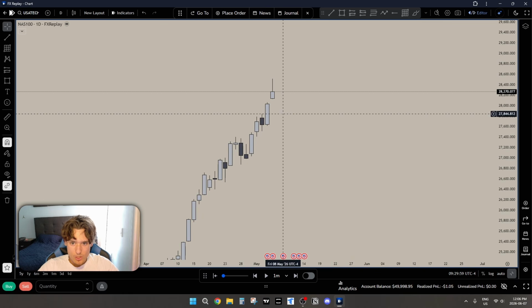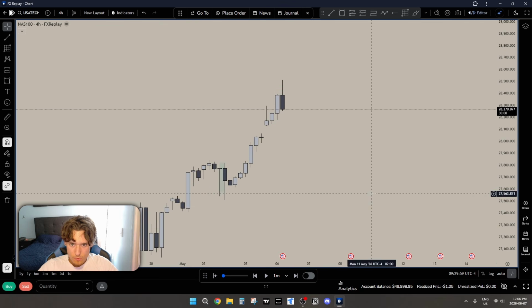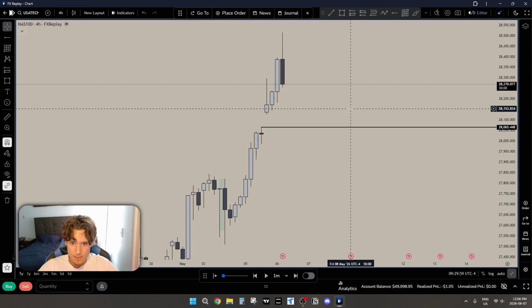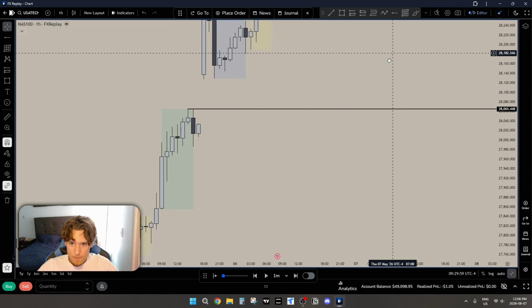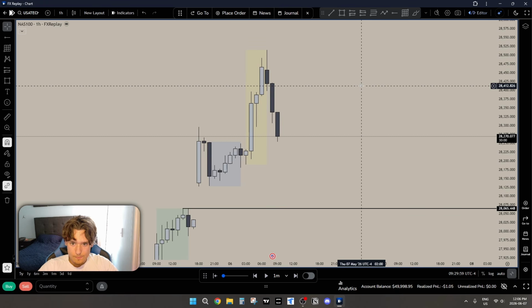Daily time frame, pushing up higher. Little gap over here. Let's check 4-hour time frame. What are we doing? We are ripping higher. We do have this little gap below, so that is something to keep in mind. Hourly time frame. We actually might get a long at open.